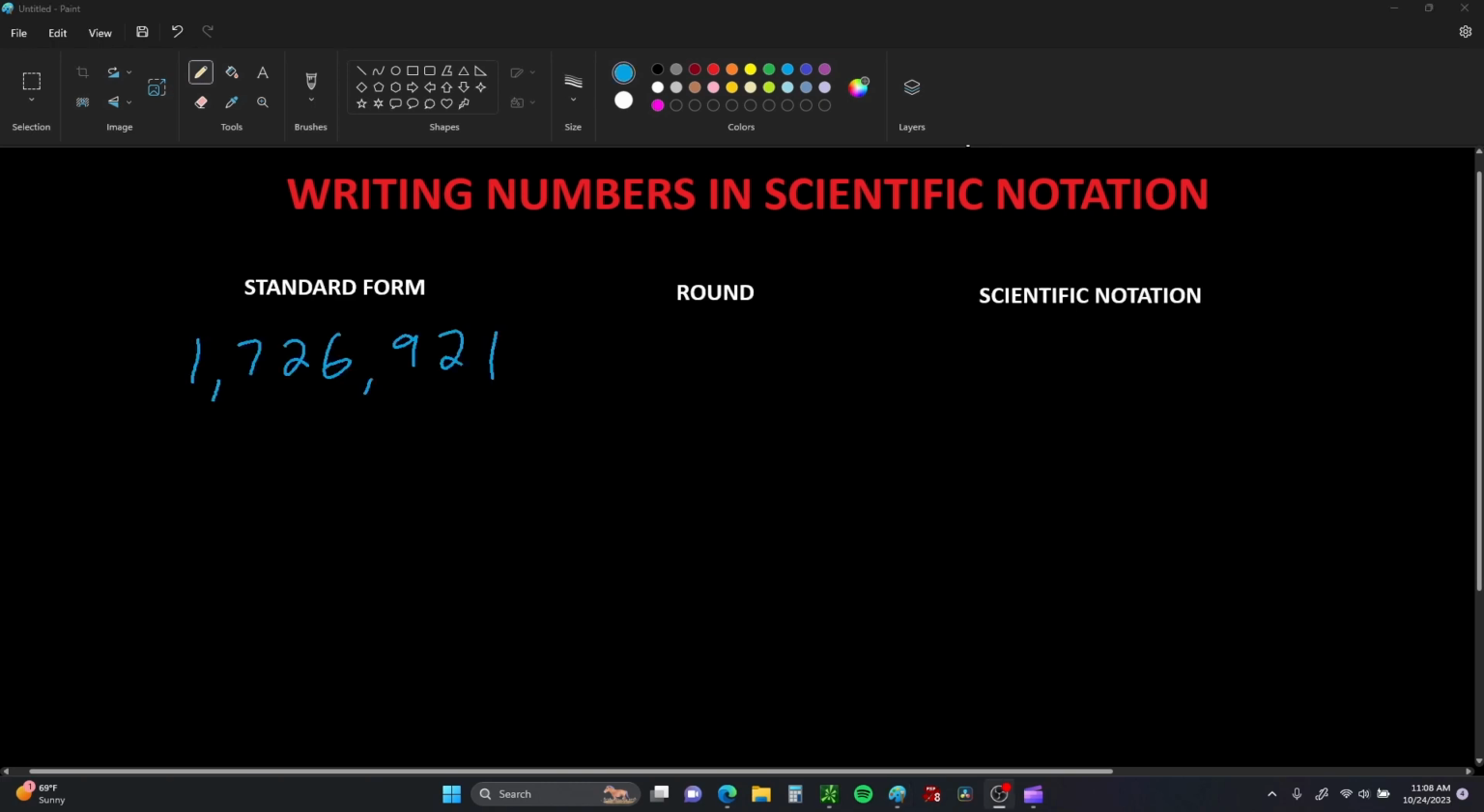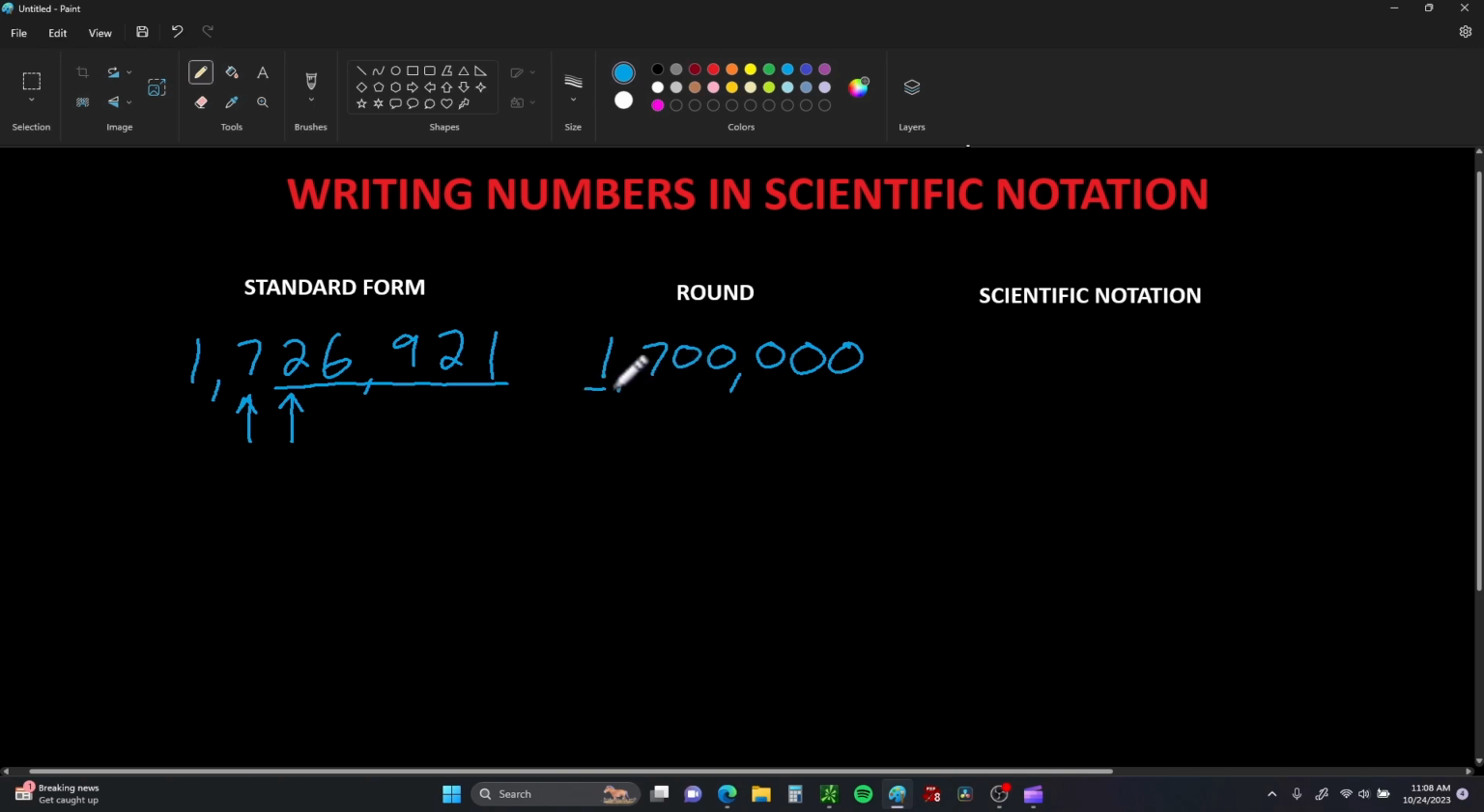And the last thing that we'll take a look at here is taking a number with all of these digits and rounding it so that our scientific notation would be simpler. So I want to round in this case to the 100,000ths. And so I'm going to look at the very next digit, and this entire thing can go down to 0. So rounded, this would be 1,700,000.